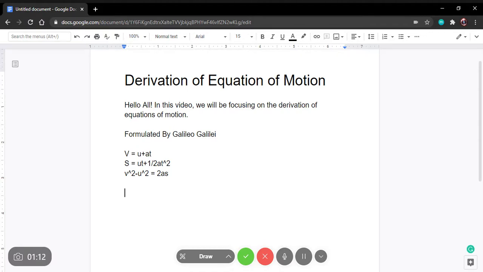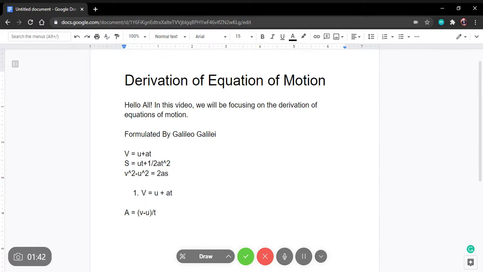Now, let's start deriving the equations of motion. First one is v is equal to u plus at. We all know that acceleration is equal to v minus u divided by time, because it's the rate of change of velocity. Change of velocity is equal to v minus u, and rate of change of velocity is equal to v minus u divided by time.